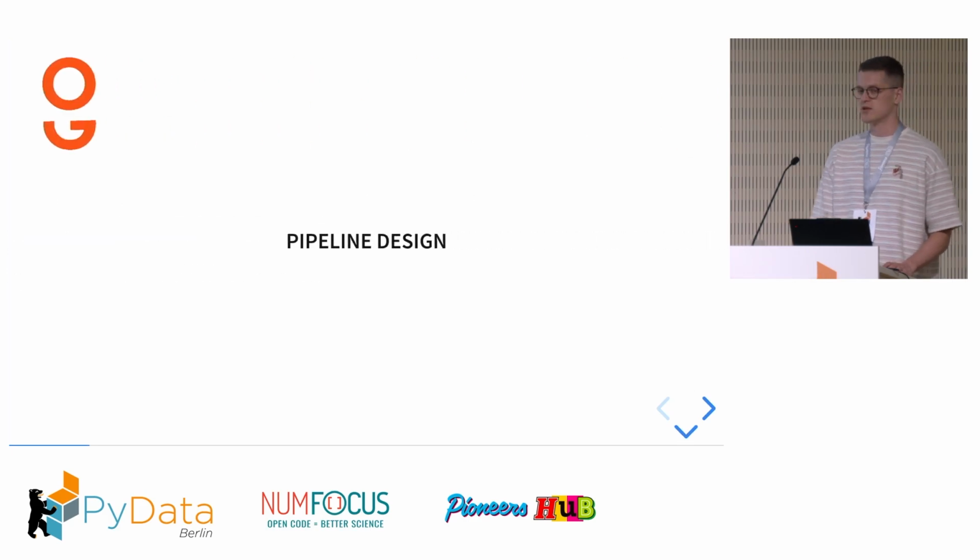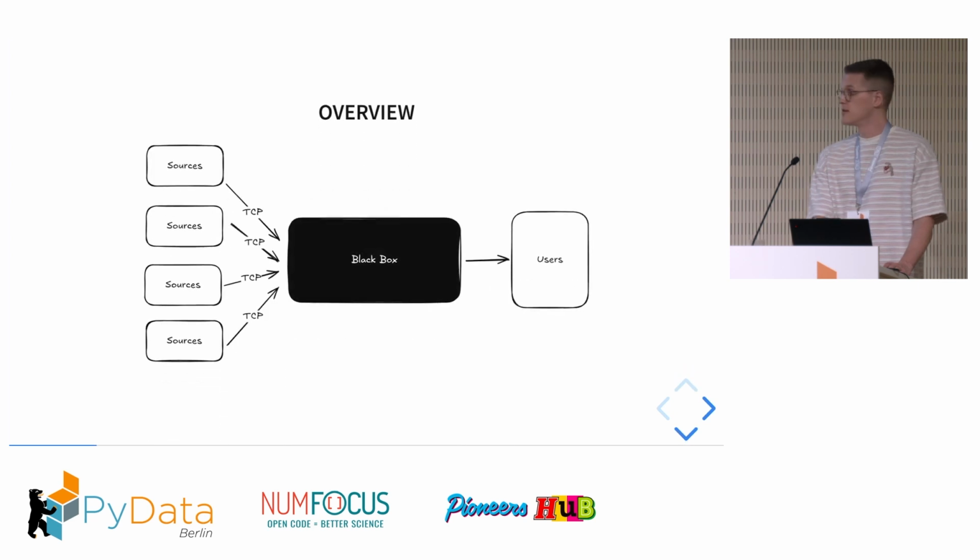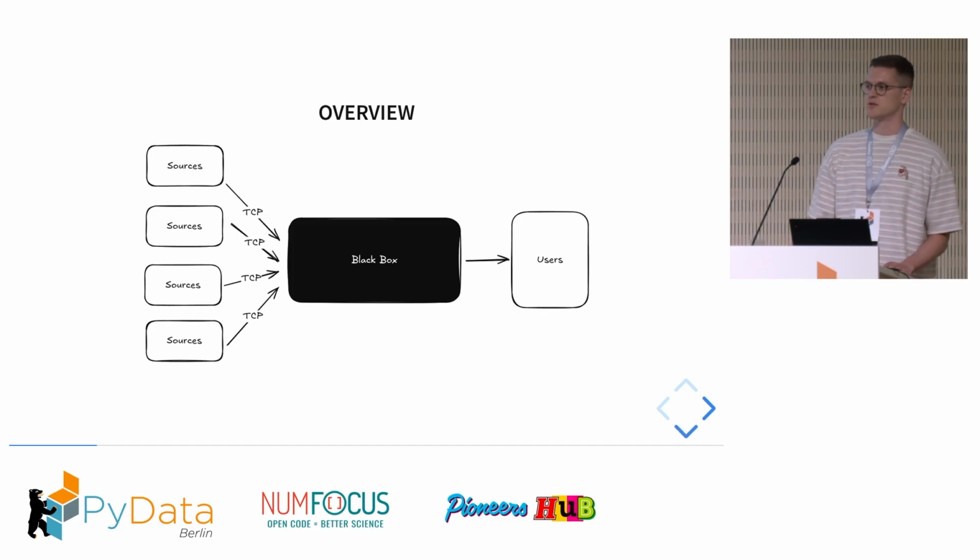So, coming to pipeline design. Basically, this is the situation we're facing. We have a few sources. Usually with raw TCP streams, we do not have thousands of sources, but a selected few, maybe a few handful, so in the low tens, I would say. And they're all sending TCP streams to a black box that we will cover throughout the talk. The black box does something, and then at the end we'll have the users.